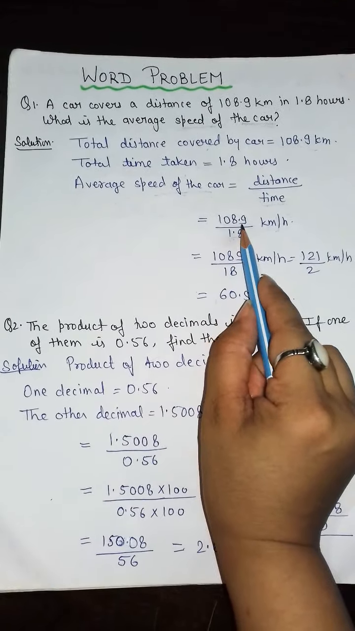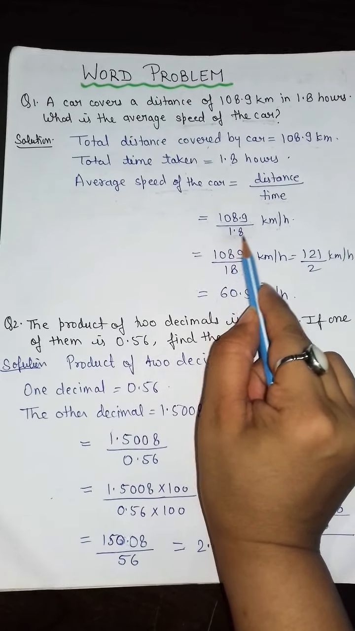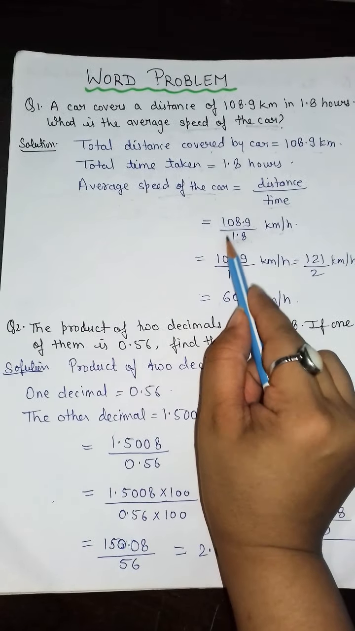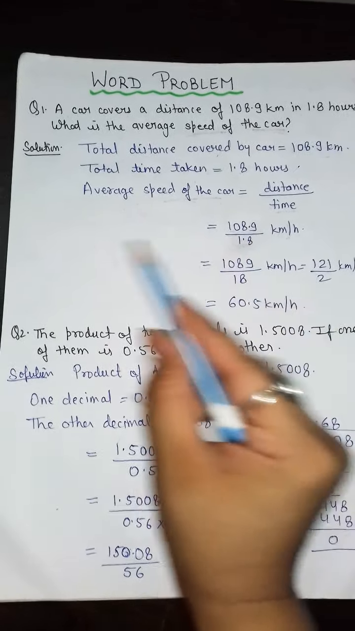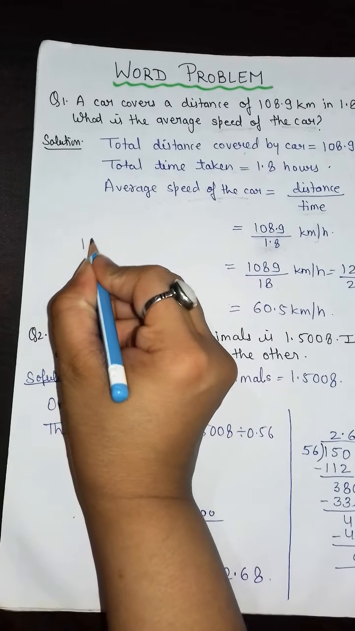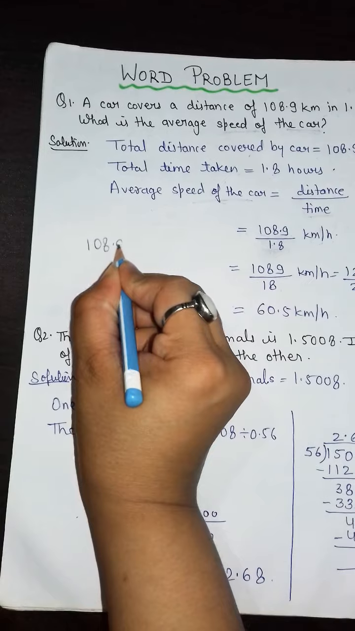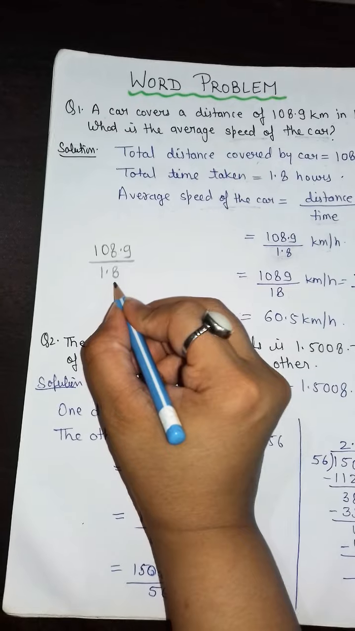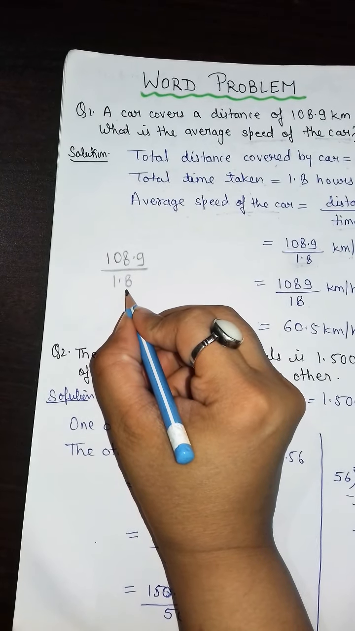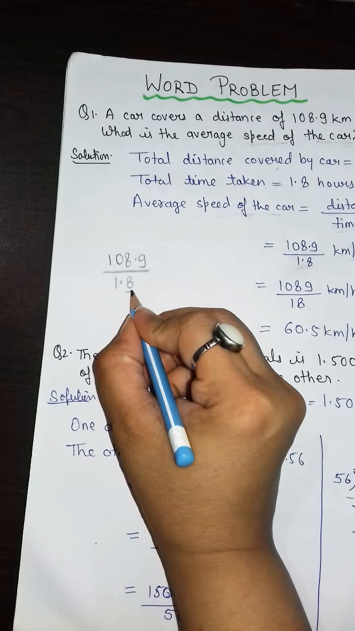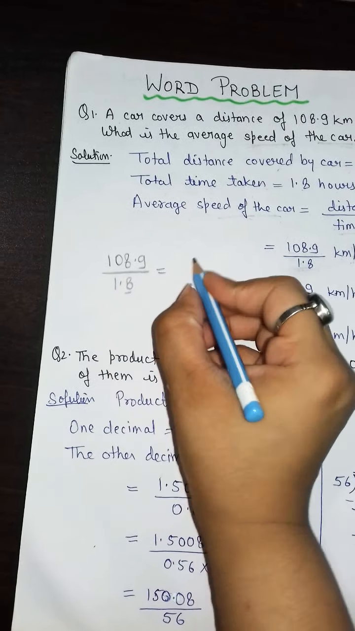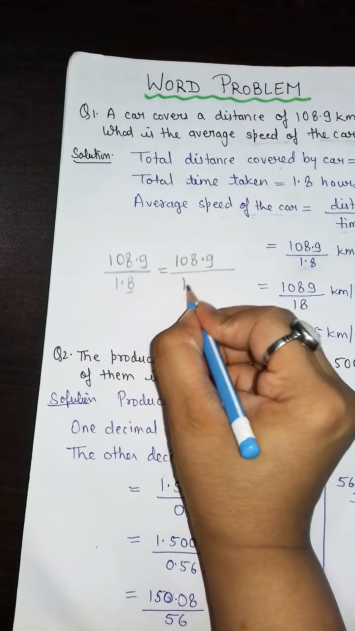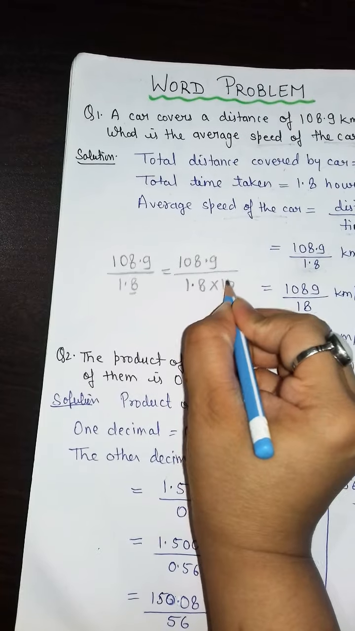Here we have to divide a decimal number by a decimal number. For this, first convert the divisor into a whole number. 108.9 divided by 1.8. First, see here how many digits are in the decimal part? Only one digit. So we have to multiply by 10 in the numerator and in the denominator.